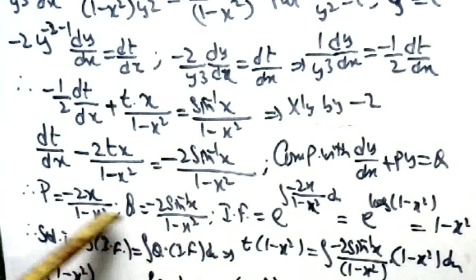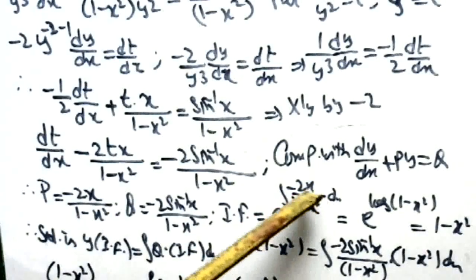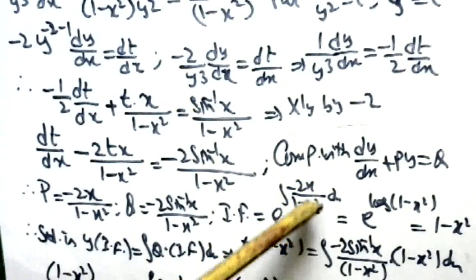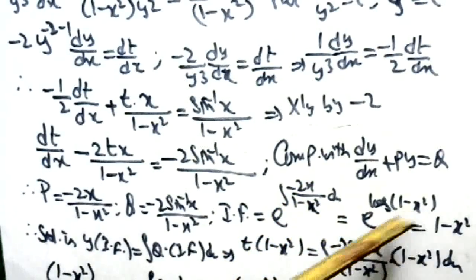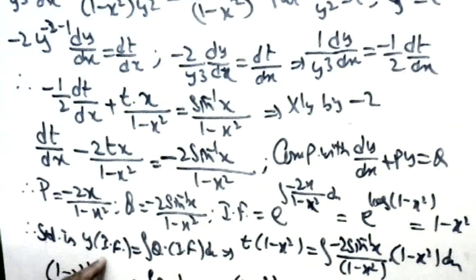So the integrating factor is e to the power of integration p dx. There is a formula you see here: f dash x by f of x, integrated, is log of f of x. So e to the power log will get cancelled. The integrating factor is 1 minus x squared.